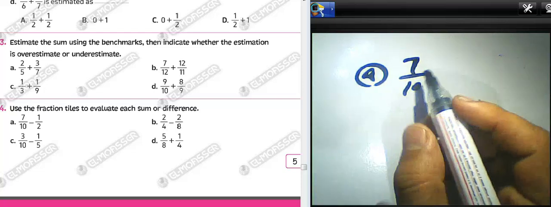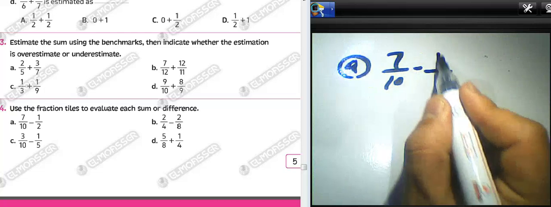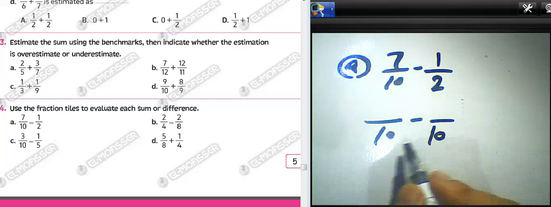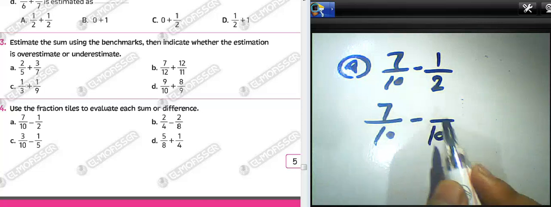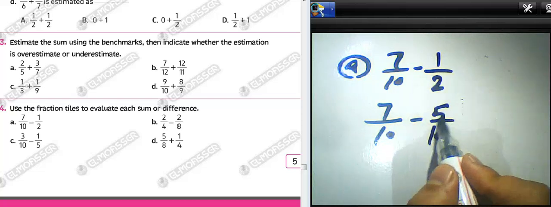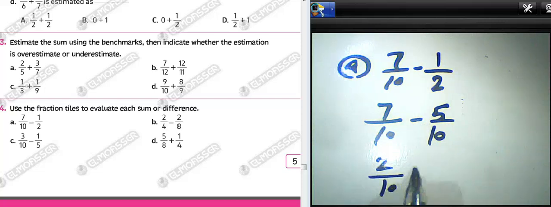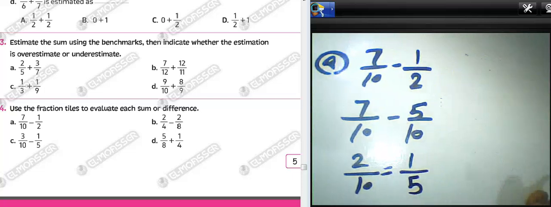7 over 10 subtract 1 over 2. We can write 10 here as the least common multiple between them, because 10 can be divided by 2 to equal 5. 1 times 5 equals 5. The result will be 7 minus 5 equals 2, and write 10 in the denominator here. Then 2 divided by 2 equals 1, and 10 divided by 2 equals 5.